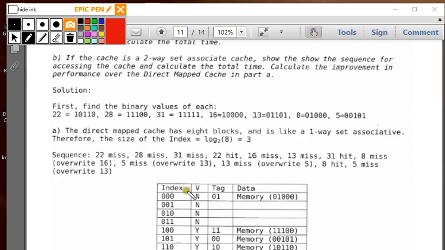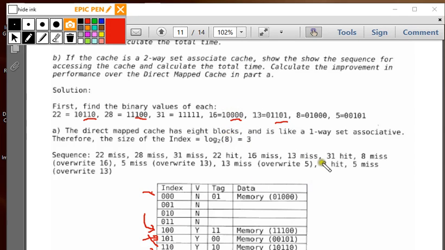So then 22, 28. So 22 is going to be 1, 1, 0. It's going to go here, right? And then 1, 0, 0. So 28 is going to go there, right? So that's where we're going to start. So now 31 is going to go here. So we have a miss again. 22 is a hit because we already have it. 16 is a miss, so it's going to go here in 0, 0, 0. 13 is a miss because 13 is 1, 0, 1. We go here, we don't have anything, so we load in 13.